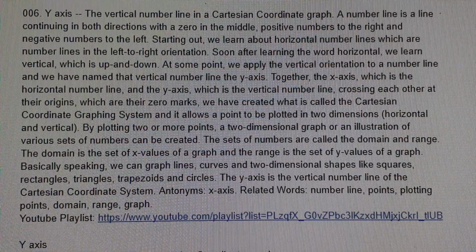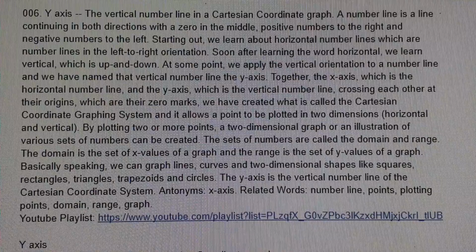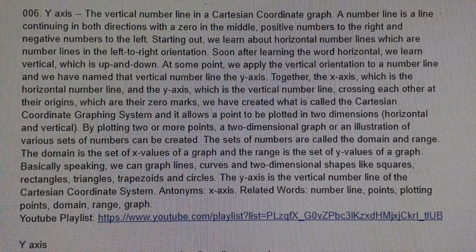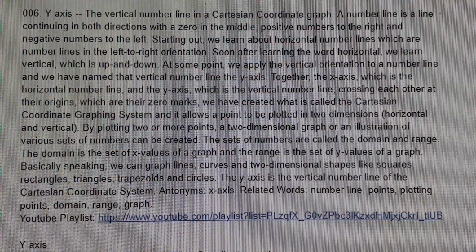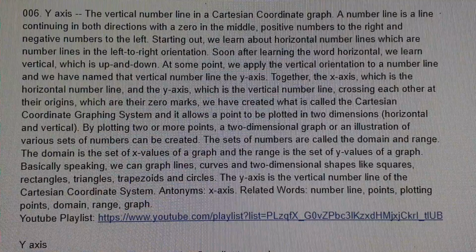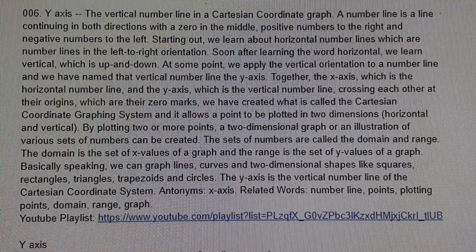Y-axis, the vertical number line in a Cartesian coordinate graph. A number line is a line continuing in both directions with a 0 in the middle, positive numbers to the right and negative numbers to the left.